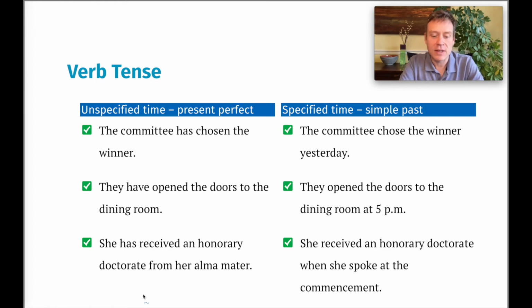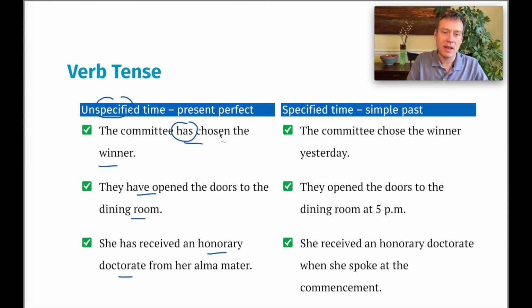There are several situations in which present perfect is most commonly used, but the most important rule here is that present perfect makes sense when you're talking about an unspecified time in the past, but the simple past should be used when the time is specified. So here we have some examples. With this unspecified, like we don't know when they picked the winner, or they have opened the doors, but they don't say exactly when, and she has received an honorary doctorate. So we know she received it, but this sentence doesn't tell us when. So for all these, we're using the present perfect. It has a helper verb of have or has received.